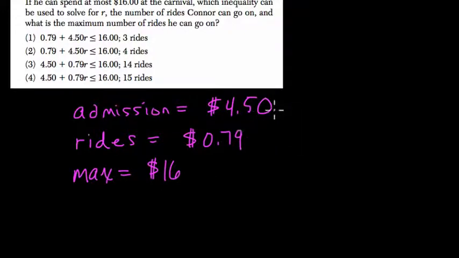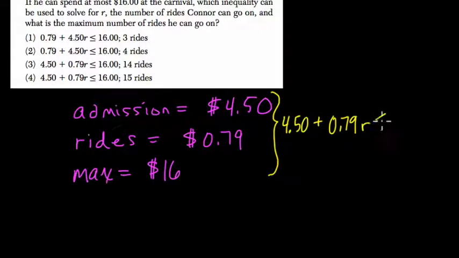In other words, we can model this situation by saying that he can spend this much, $4.50 plus $0.79 per ride. And that cost, the $4.50 to get in, and the number of rides he can go on at $0.79 per ride, must be less than or equal to $16. So that helps us eliminate choices 1 and 2, because those two set it up so that to get into the carnival it's 79 cents, and then it's $4.50 per ride.